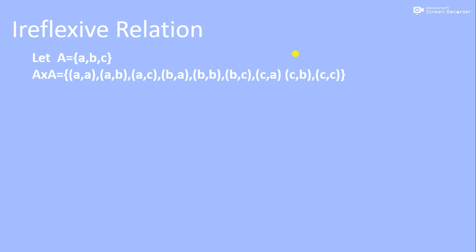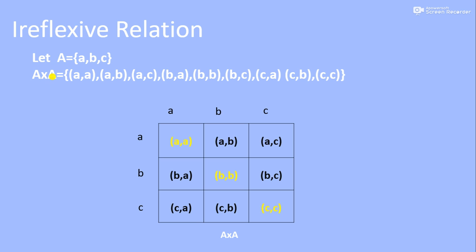Before defining the irreflexive relation, first I am going to give you an example of it, which will help you to understand the concept in a better way. Consider we have set A which contains three elements A, B and C, and this is the cross product of A with itself. This is the matrix representation of the cross product or Cartesian product.